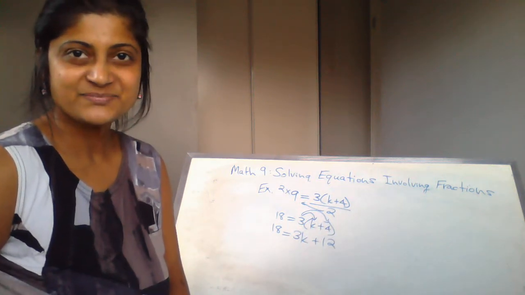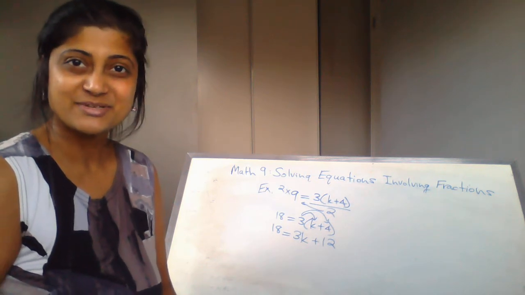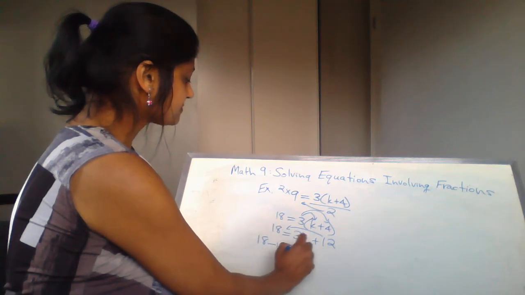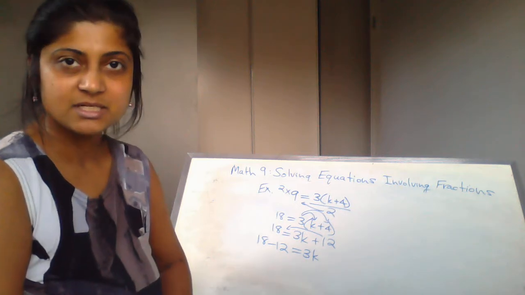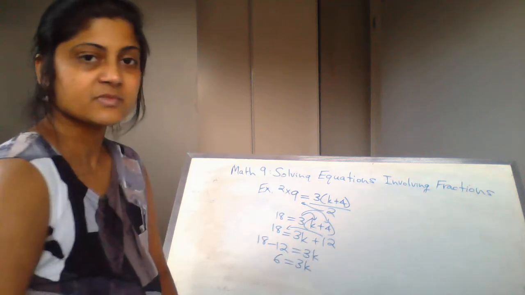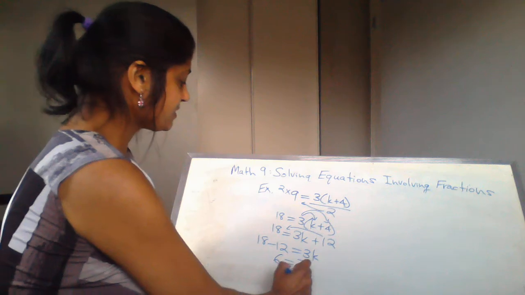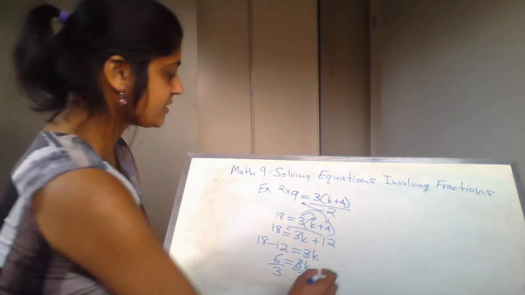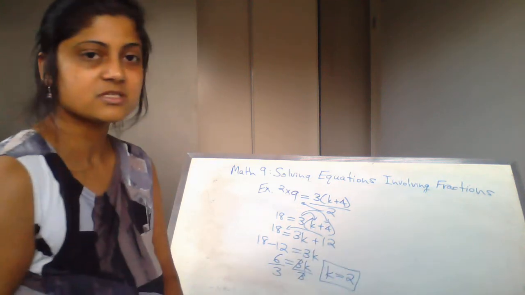Does everyone see that? Okay, and in the next step, I'm going to take the positive 12 to the other side, so it becomes negative. So it's going to be 18 minus 12 equals 3k. So we're doing 18 minus 12, which is 6, equals 3k. To look for the value of k here, I'm dividing by the number that is in front, which is a 3. So divide both sides by 3, and this 3 cancels out. So k is 6 divided by 3. k is equal to 2.